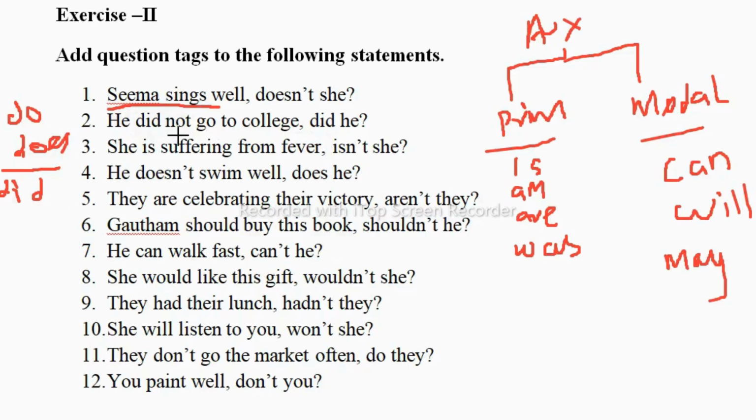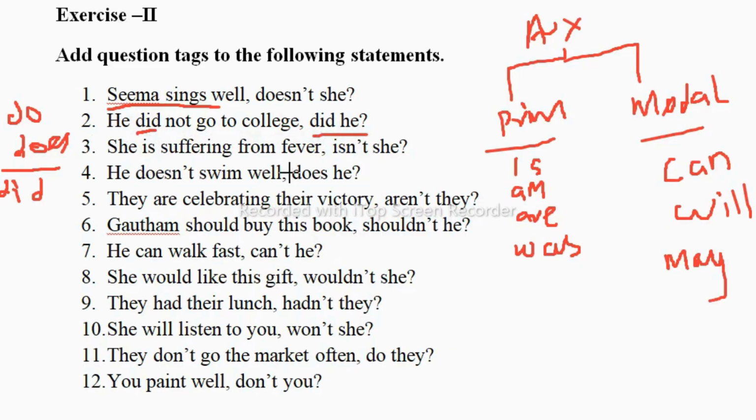Now let's see here. He did not go to college. Here we already have did, so we have to use this did only to make the question tag. You can see the statement is negative, so we have to make a positive question tag. Opposite thing: if it is positive here, negative there; if negative here, you have to write a positive question tag. He did not go to college, did he? Here this he will come at the last. First you have to write did, then he.